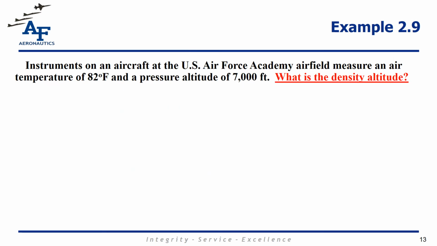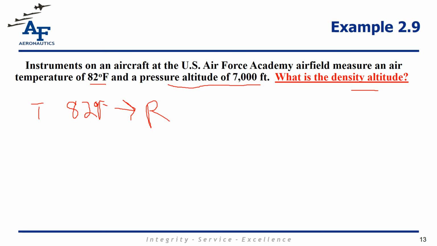Let's try another one, this time without the equations in front of us. So we have instruments, we have a temperature conversion ahead of us, and we have a pressure altitude of 7,000 feet. What is the density altitude? So in the interest of time here, I know I'm going to convert this temperature, 82 degrees Fahrenheit, to Rankine. Boy, that's really terrible. I'm using the mouse trackpad.